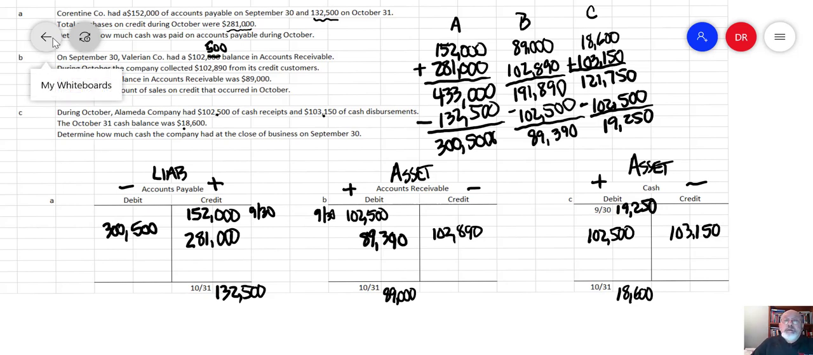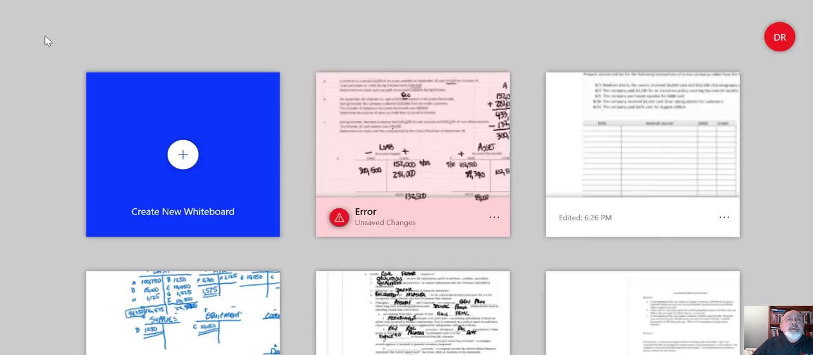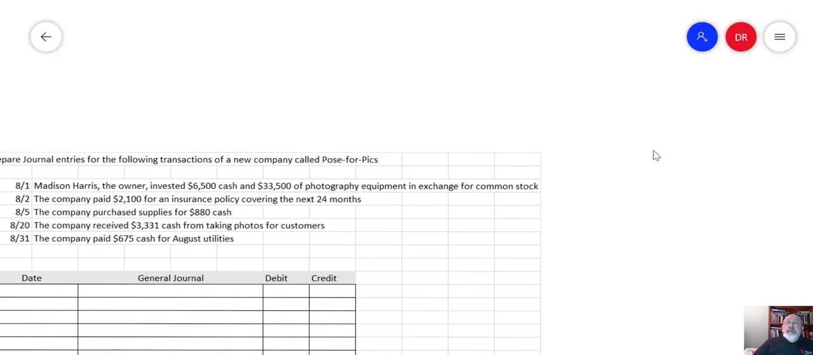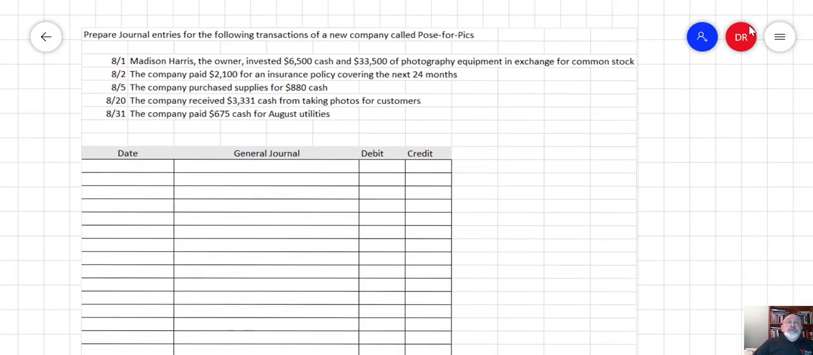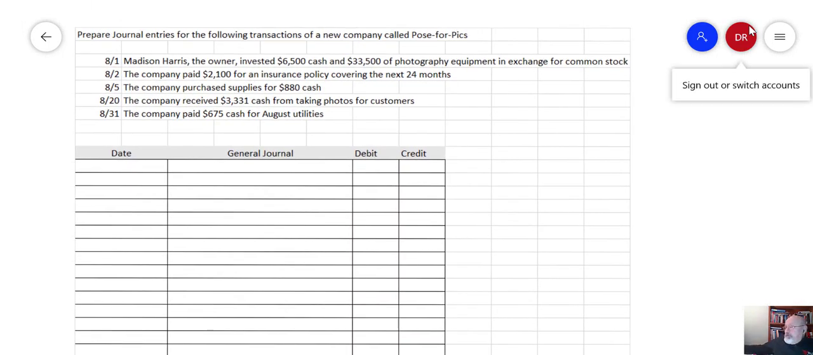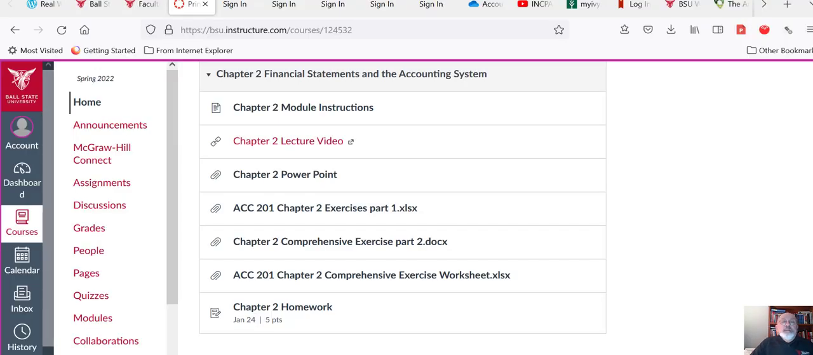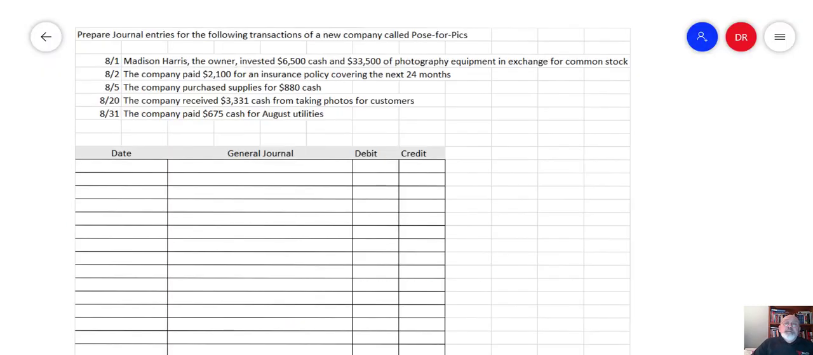We have another one here in the second tab of this worksheet that's going to be a series of journal entries. And these worksheets are all located, the Excel worksheet is located in Chapter 2 module. I'll show you where it is right here. The worksheet for what we're doing right now is here, Accounting 201, Chapter 2 Exercises Part 1. And we're going to do the comprehensive exercise Part 2 next. But let's go back to this.